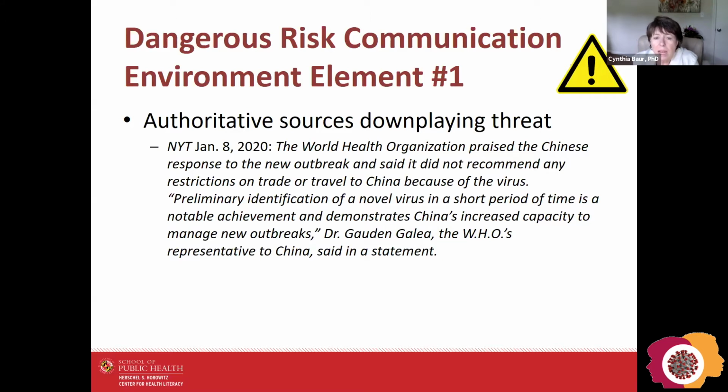The statement was very reassuring that the Chinese government had things under control and there was no need really to recommend any restrictions on trade or travel because of this virus. So there was a very reassuring tone to this message that things were under control. But at the same time, we will see that there were some other messages indicating that leading experts did not really know what this situation was about.